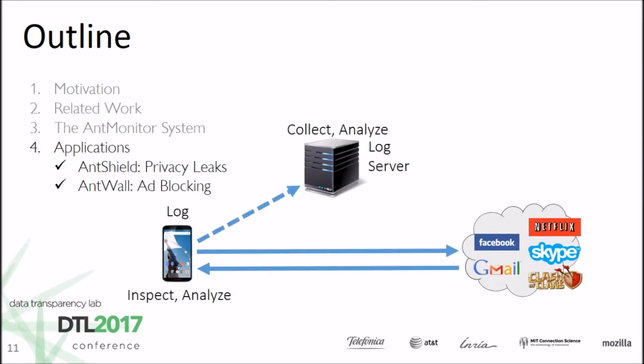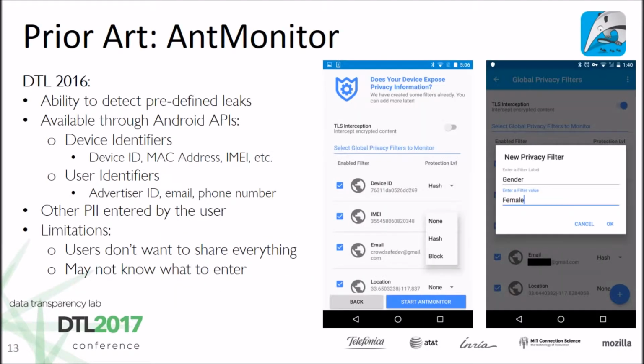We've built several applications on top of our SDK, just as demos. You can build your own, too. The first one is for privacy leaks. We call this one AntShield, and the other one is for ad blocking. We call that one AntWall. For privacy leaks, obviously, we're looking at the outgoing traffic. And again, there's been related work. For us, we don't need the VPN server in the middle. We keep the VPN locally on the device.